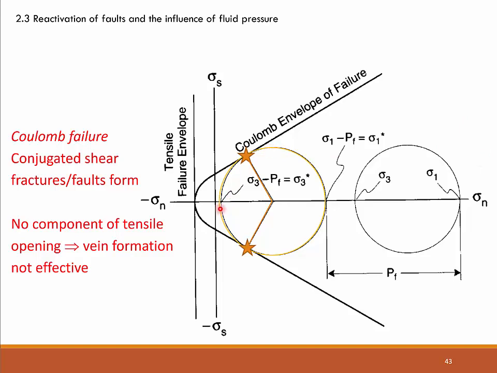Our Mohr circle will not fit into the narrow space of the parabolic failure envelope, or will not be small enough to reach the tensile failure envelope. And that would mean Coulomb fractures will form. Perhaps fluid can escape along these fractures, but we cannot dilate the fractures to form visible and meaningful hydrothermal veins.